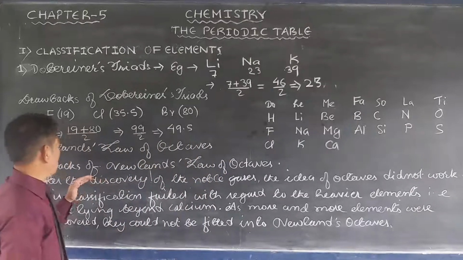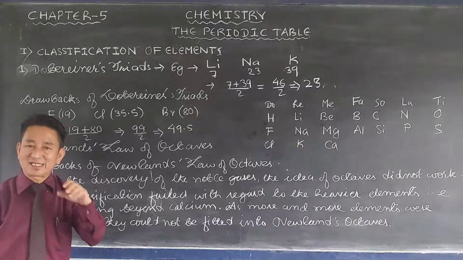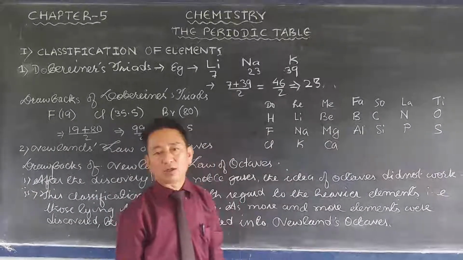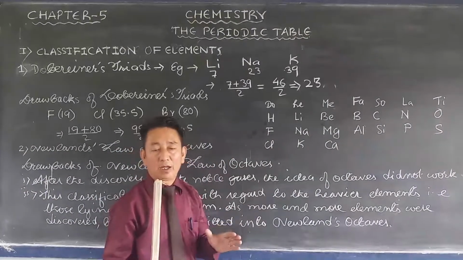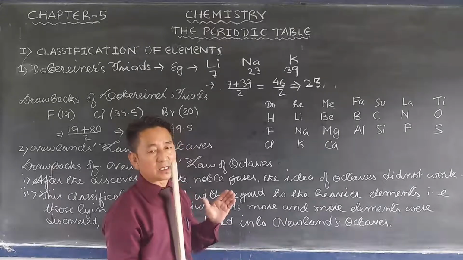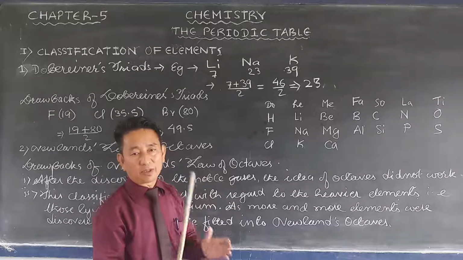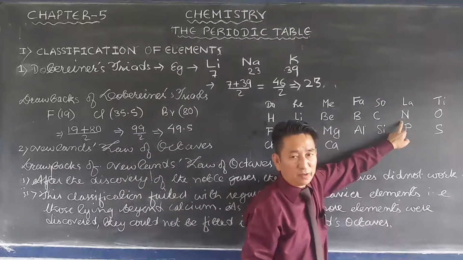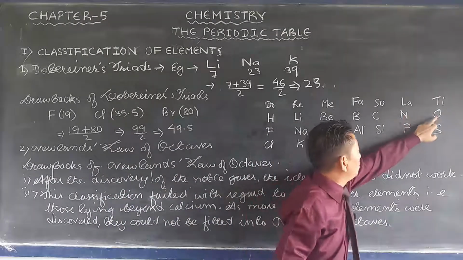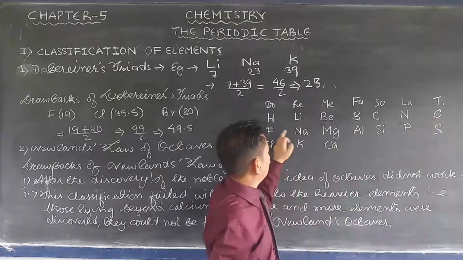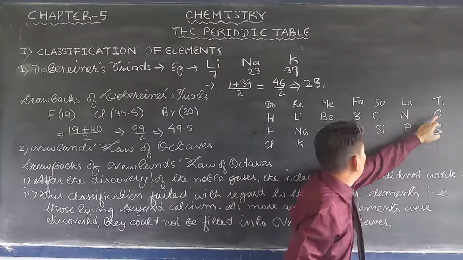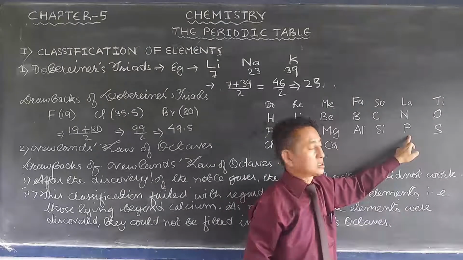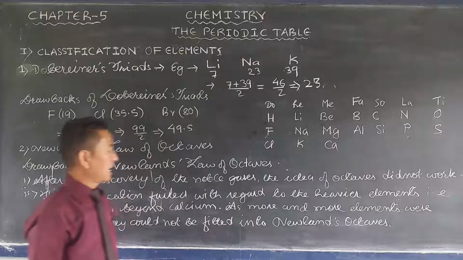So John Newlands' law of octaves states that when the elements are arranged in the increasing order of their atomic weight, the properties of the eighth element are similar to the properties of the first or starting element. In the same way, if you start from nitrogen, 1, 2, 3, 4, 5, 6, 7, 8, the properties of phosphorus are similar to the properties of nitrogen.